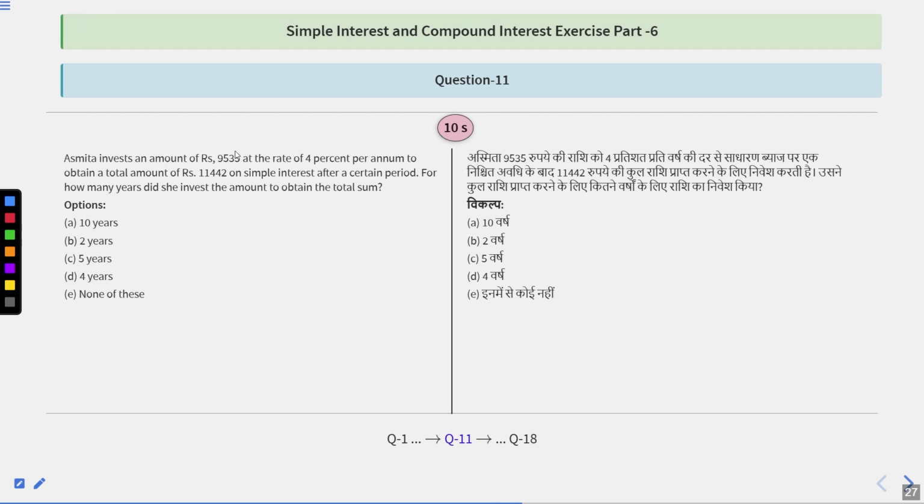Asmita invests an amount of rupees 9,535 at the rate of 4% per annum to obtain the total amount of rupees 11,442 on simple interest after a certain period. For how many years did she invest the amount to obtain the total sum? You have 5 options and 10 seconds to analyze the question. Your time starts now.